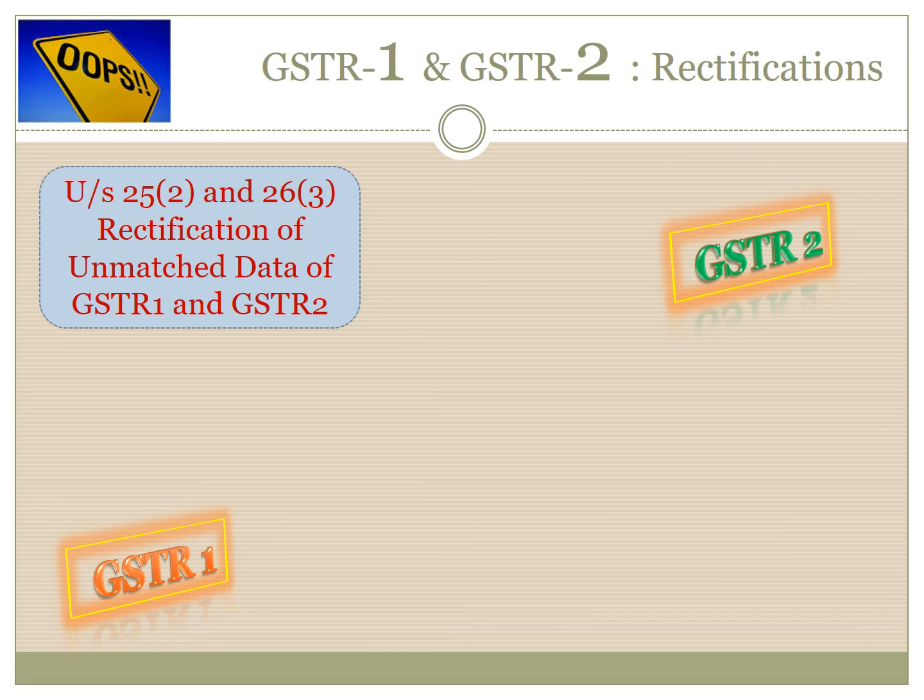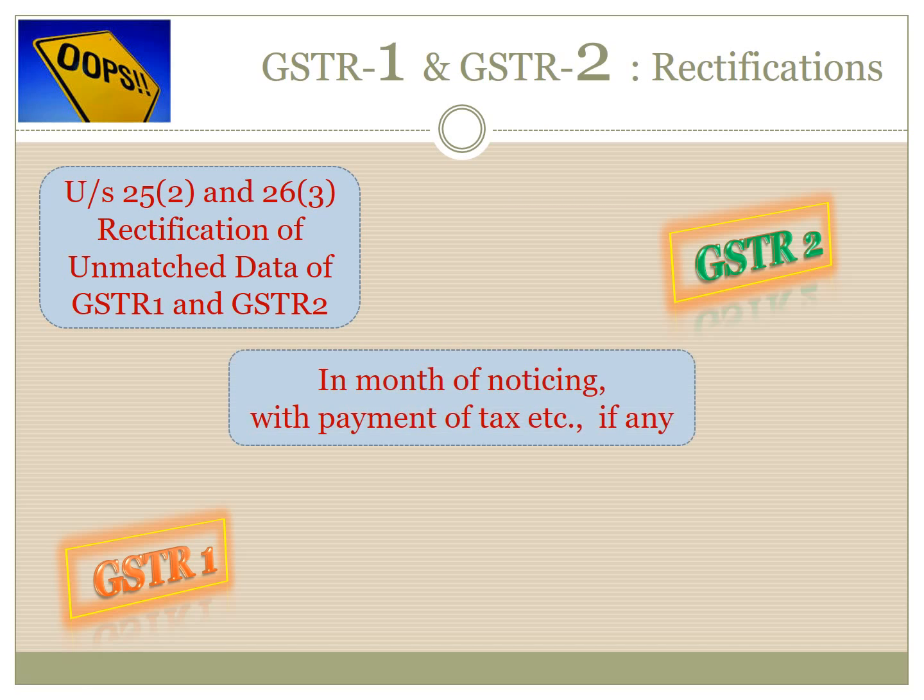Section 25 subsection 2 states that a registered person who has submitted his GSTR 1 for any tax period may, upon notice of any error or omission, rectify such error or omission for the unmatched entries. Similar provisions exist in Section 26 subsection 3 for rectification of unmatched entries of GSTR 2. The rectification has to be done not by filing a revised return but by entering the information in GSTR 1 and GSTR 2 in the tax period in which the errors and omissions are noticed.